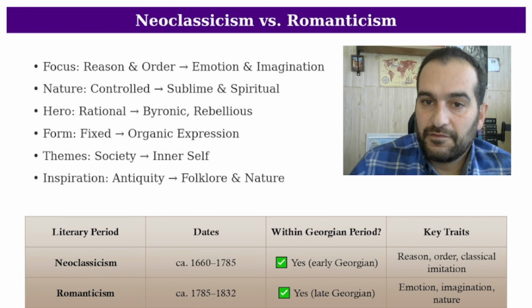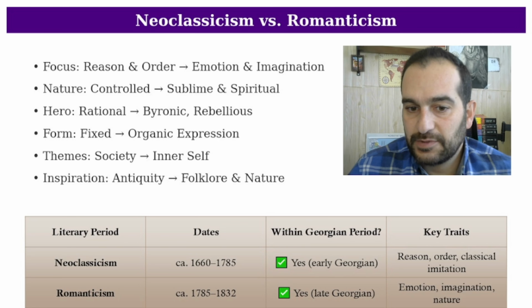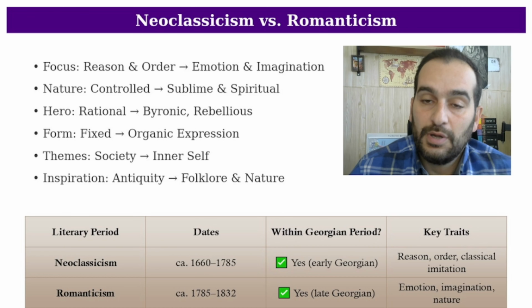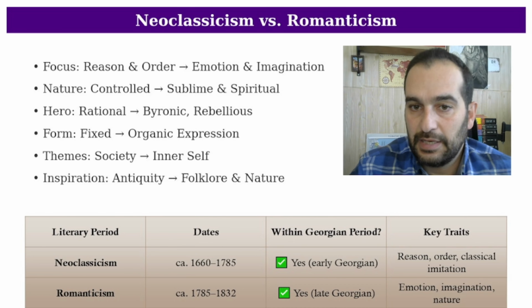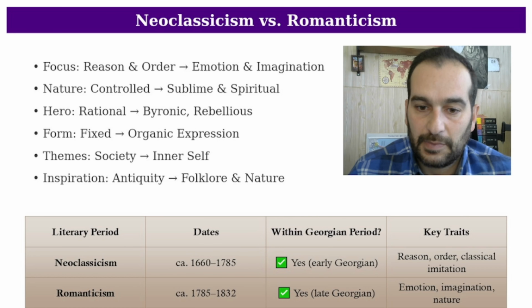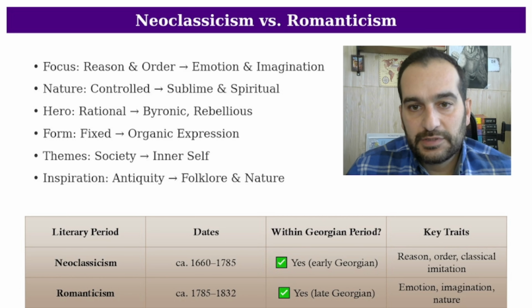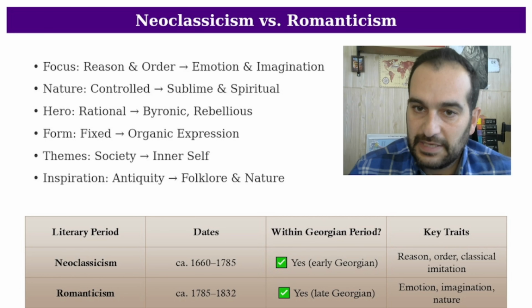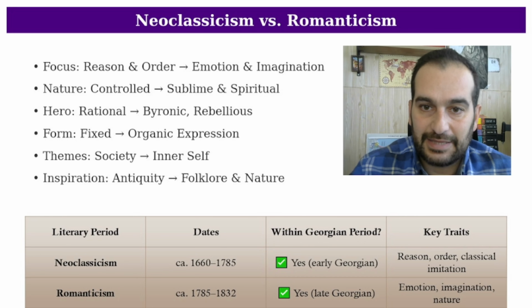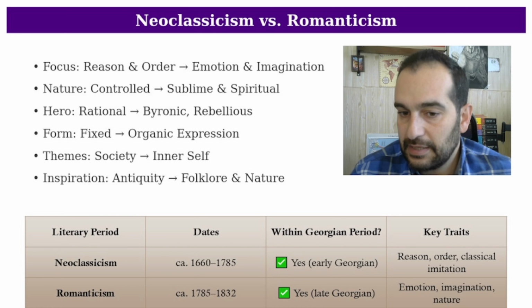We have different types of characters or heroes in both periods. We see the morally upright, rational character in the neoclassical age. We see the Byronic hero, which we will talk about later in other videos, and we see rebellious characters in the Romantic period. And the form, of course: the neoclassical had a classical fixed form. Meanwhile, in the Romantic one, poetry was at its peak and it had an organic, expressive structure.